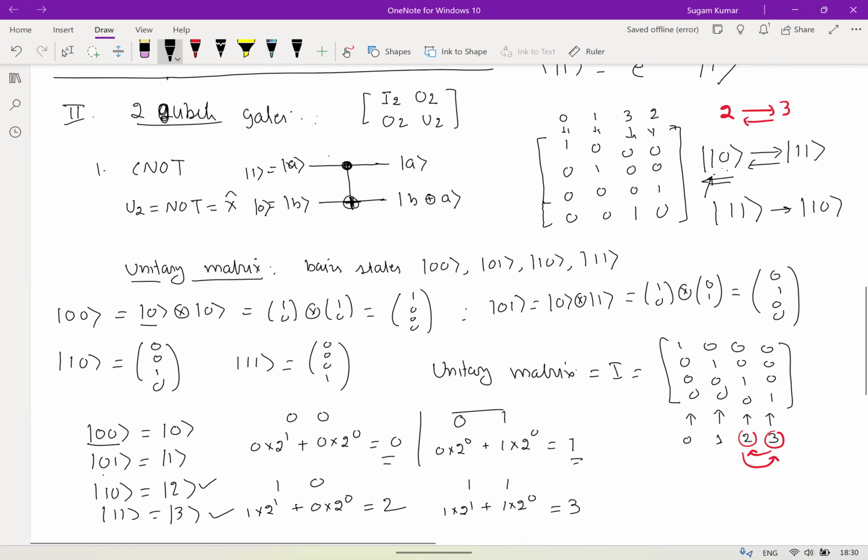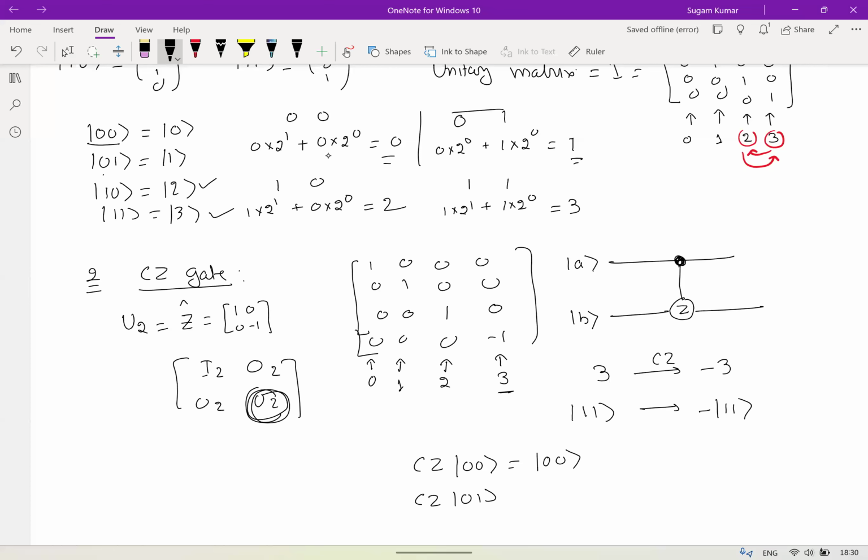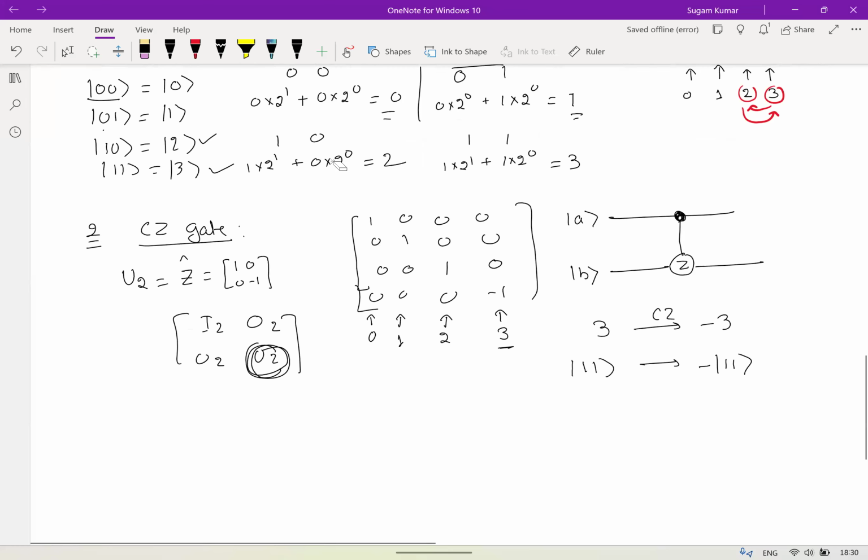So when you put Z at this location, this is going to cause only the third column to become minus. Other columns remain unchanged. Nothing changes to the other part. So when the CZ operates on, let us say, 0, 0, it will do nothing. It will remain 0, 0. When the CZ operates on 0, 1, it will do nothing. Like that. So try to do it yourself. I'm just revising this topic.